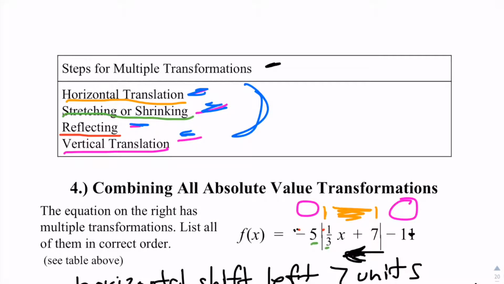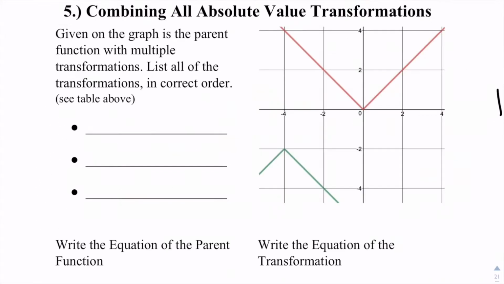So we gotta look horizontal. I told you there's no stretching or shrinking. We gotta look for reflection and then vertical. So horizontal, reflecting, vertical, because I told you there's no stretching or shrinking. So horizontal, you can see we definitely went this way 4 units left.